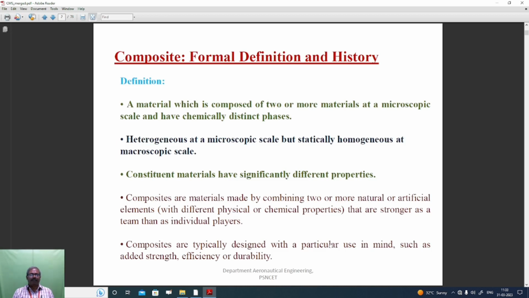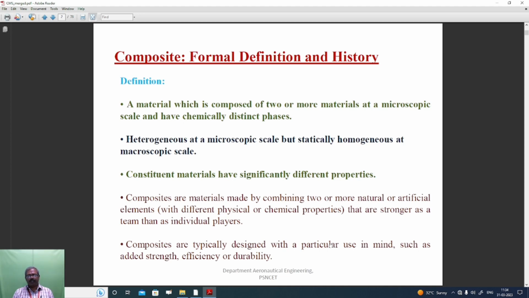First we see the definition of composite material. A composite material is composed of two or more materials at a microscopic scale and has chemically distinct phases. A composite material is heterogeneous at a microscopic scale but statistically homogeneous at macroscopic scale. In a composite material, the constituent materials have significantly different properties.